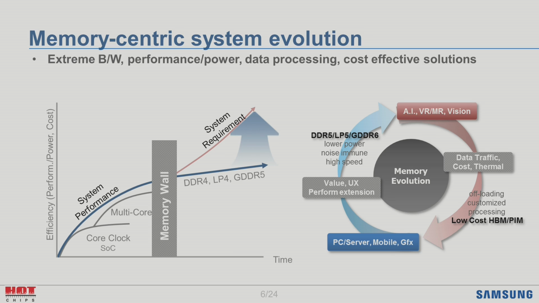There are two ways we can approach this target. The first challenge is the innovative memory for new applications, which are VR and artificial intelligence or vision recognition.